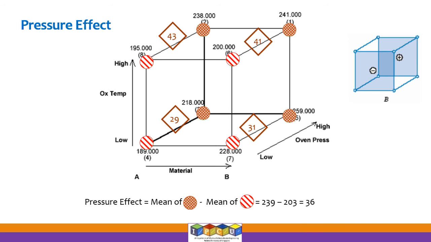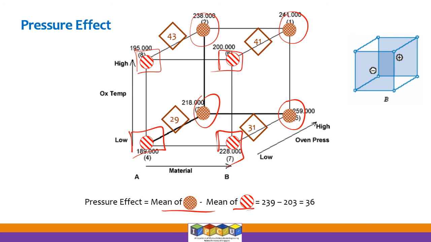The back face corresponds to pressure being high, and the front face corresponds to pressure being low. Therefore, you take the average of these 4 measurements of shade, and the average of these 4 measurements of shade, and then you take the difference, and you get the effect of pressure, which equals 36. That is also depicted graphically here, with the back face indicated by plus for pressure and the front face depicted as minus for pressure.